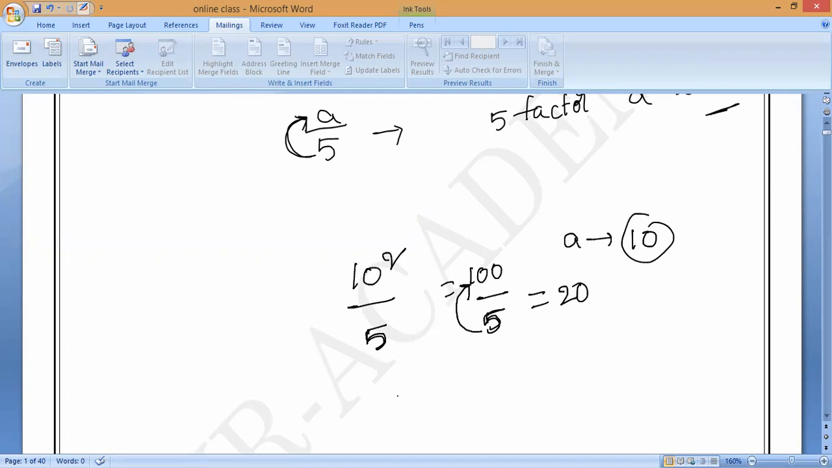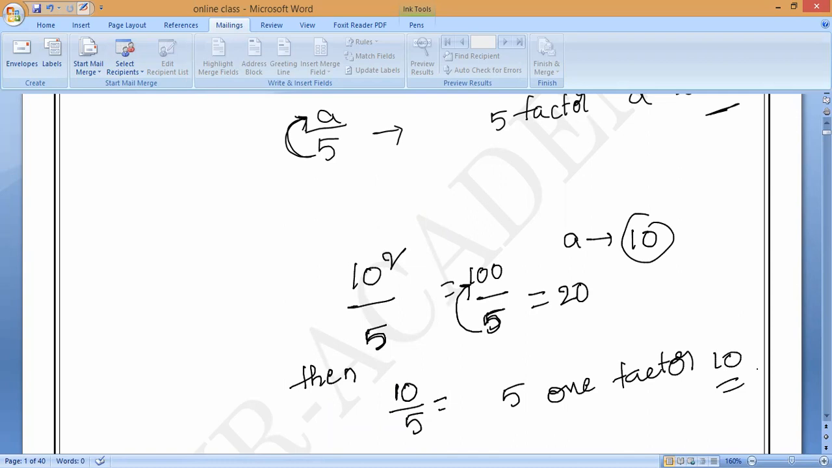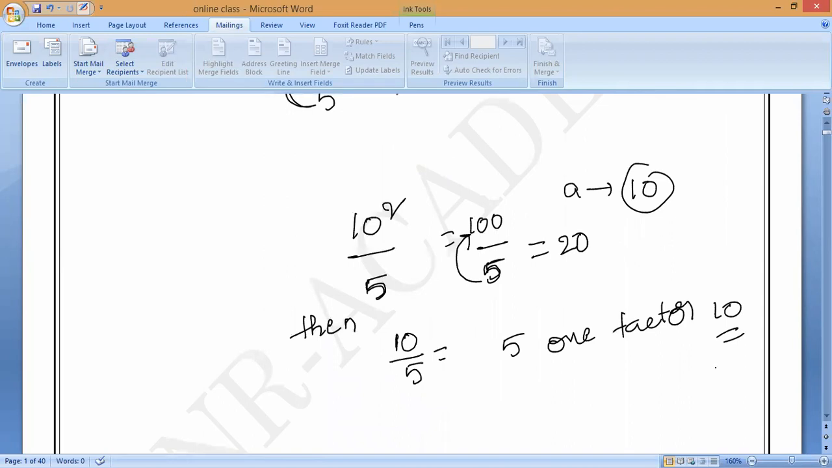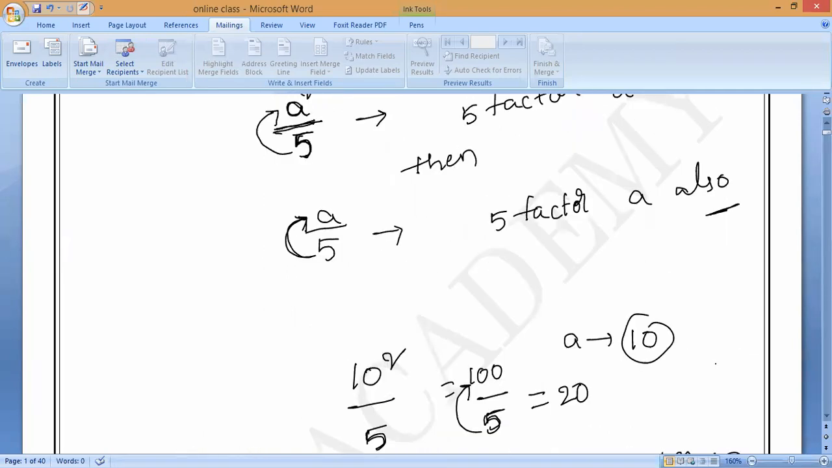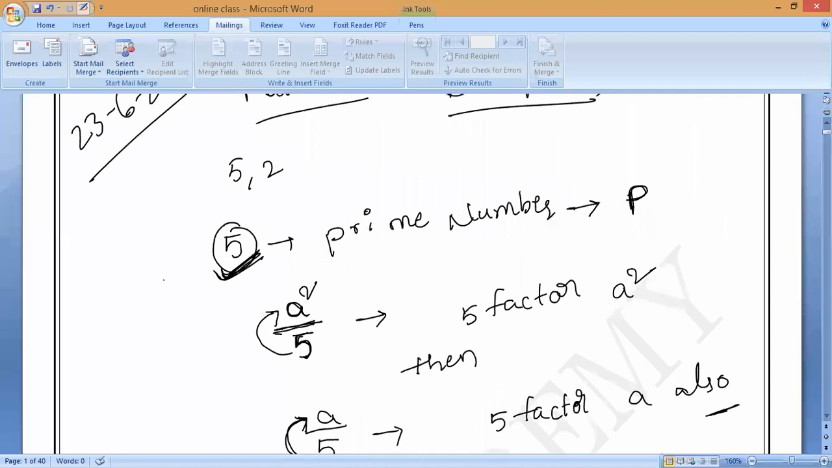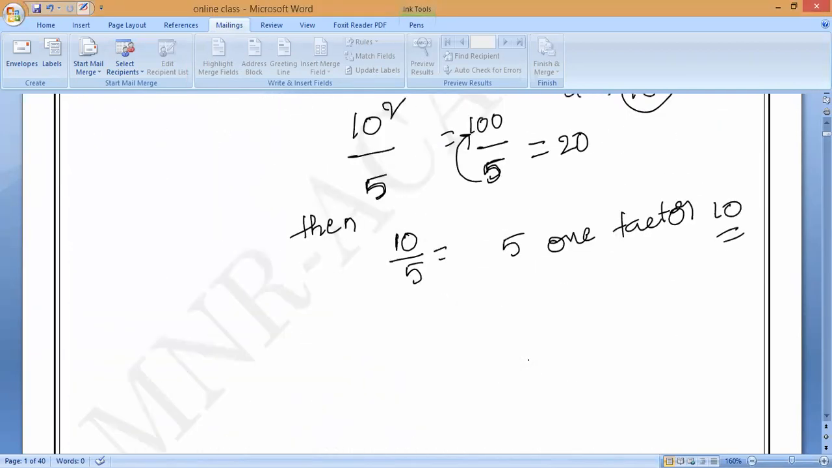Yes, ma'am. Next, 5 divides 10 also, correct? Then 5 divides 10 also. So 5 is one factor of 100 as well as 5 is one factor of 10 also. It means if A square is divisible by some prime number, then A also will be divisible by the same prime number. Correct? But that A must be a positive integer. That you have to remember. A must be a positive integer.